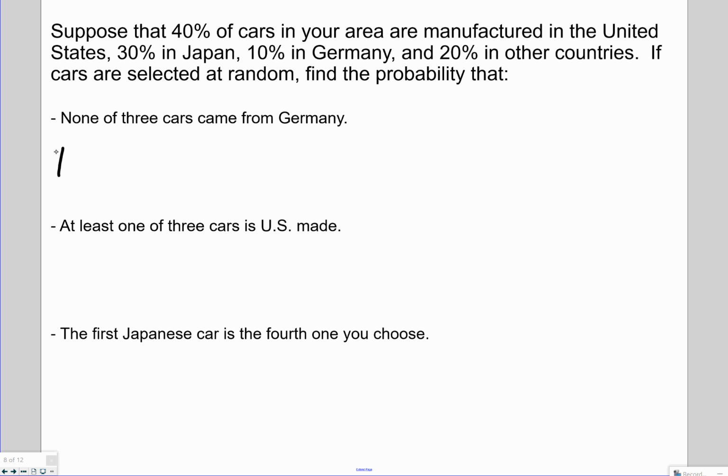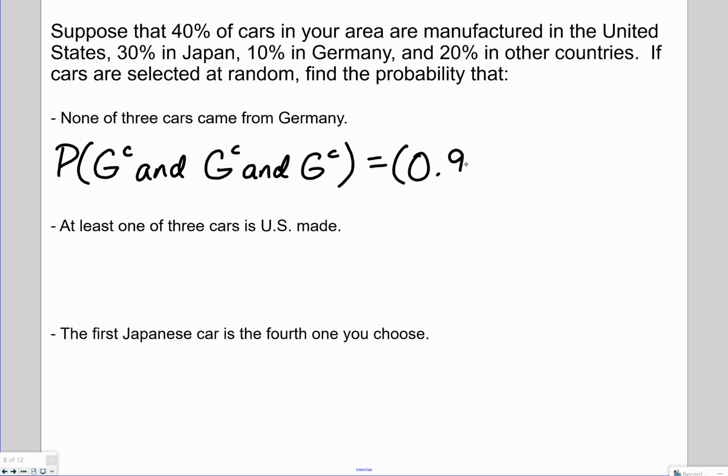So what's the likelihood I have not Germany, and not Germany, and not Germany? So I'm going to write down probability of G with a little c, and G with a little c, and G with a little c. So if the probability of getting a German car is 10%, what's the probability of getting not German? 90%, so 0.9. Now you could write 0.9 times 0.9 times 0.9, but I'm going to write 0.9 cubed.